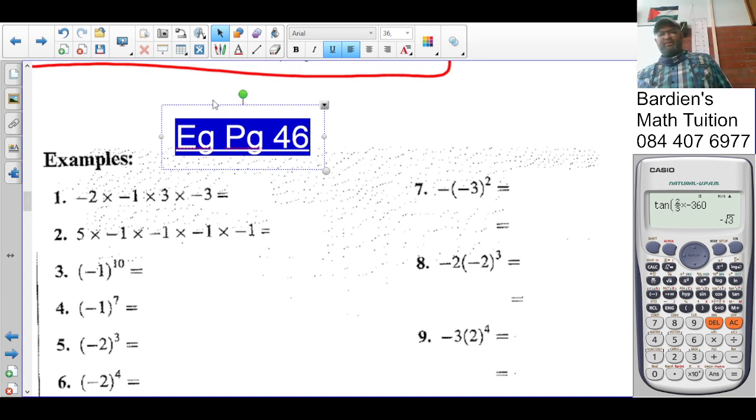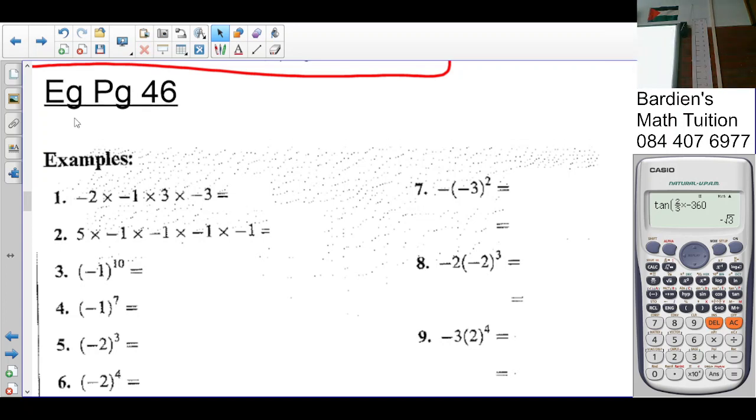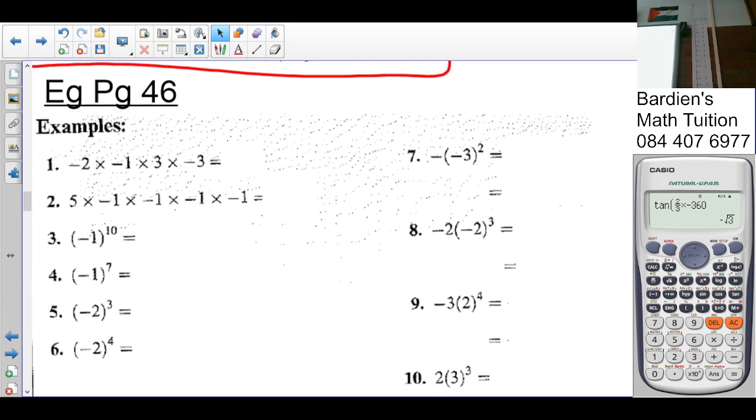Okay, now we're looking at the examples on page 46. Right, write down the first one quickly. And we don't have much time left. We've got 8 minutes.